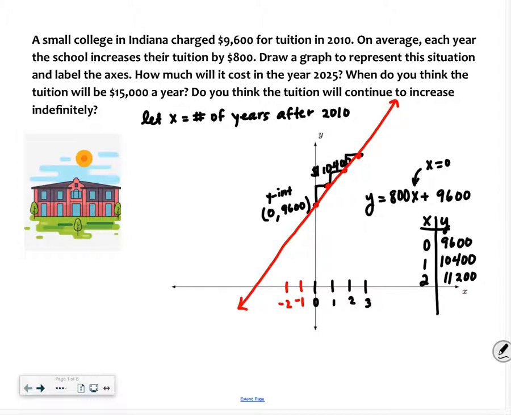So the question is, do you think that the tuition will continue to increase indefinitely? Personally, I do not think it would continue indefinitely, because that means that we could at some point have tuition that's $1 billion a year. Hopefully that's not the case.